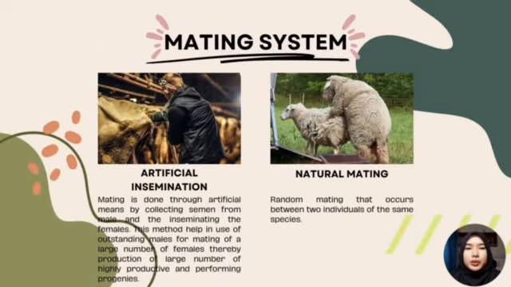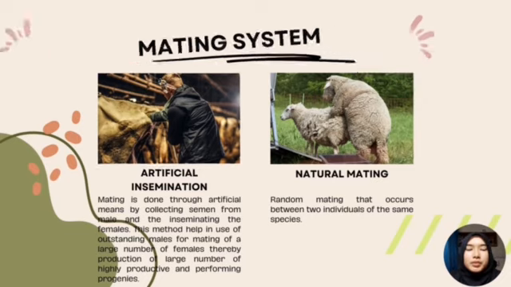Mating systems have two types: artificial insemination and natural mating. Artificial insemination: mating is done through artificial means by collecting semen from the male and inseminating the females. This method allows use of outstanding males for mating a large number of females, thereby producing a large number of highly productive and performing progenies. Natural mating. Natural mating in animals refers to the random mating that occurs between two individuals of the same species.